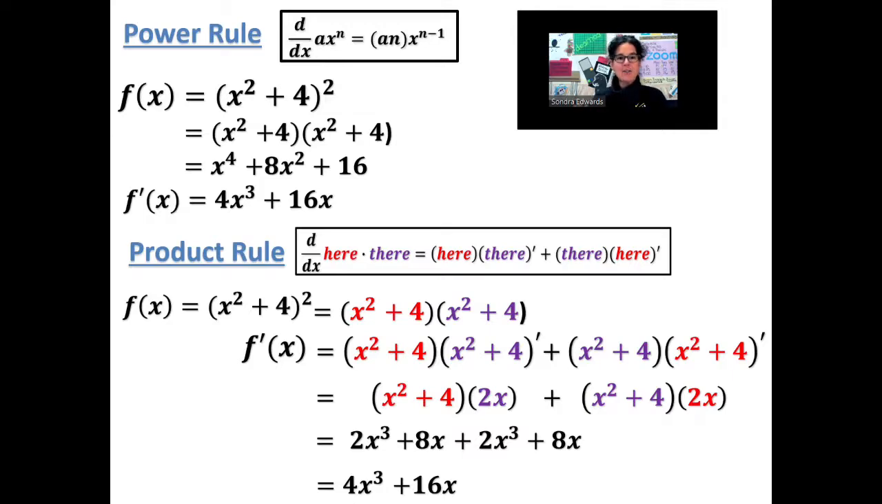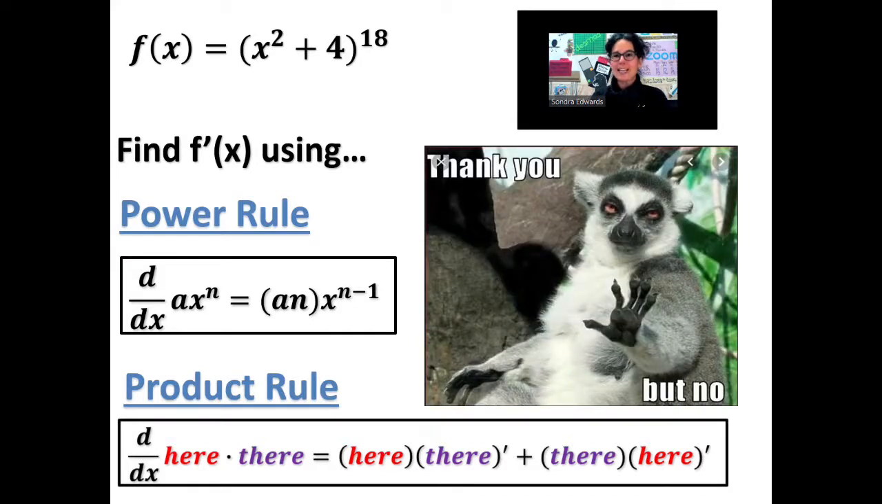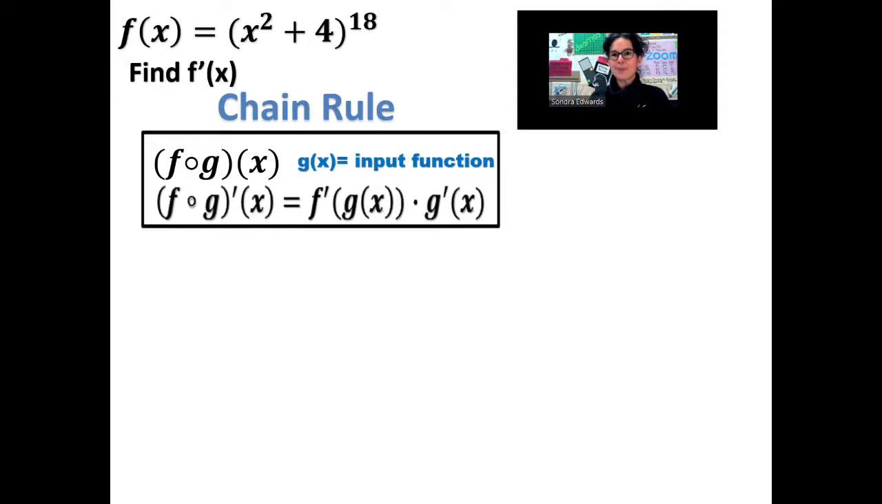Okay, so we have two ways of doing this problem so far, and we're going to add a third. Before we add that, you're like, why do I need another way? Well, how about this one? Let's take the derivative of x squared plus 4 to the 18th power. You want to use the power rule or the product rule? I don't want to multiply this out so that I can get that look. So no, thank you. This is why we want the chain rule.